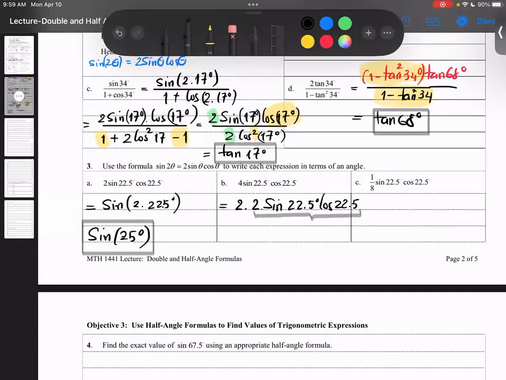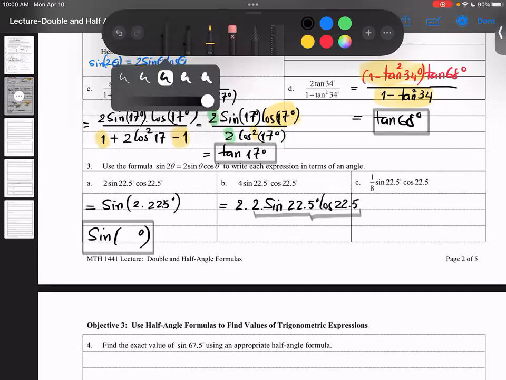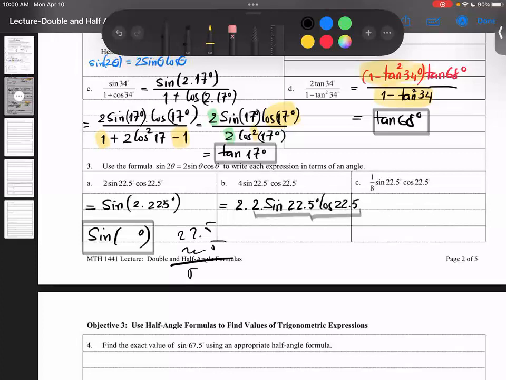Right? Yes. This is your theta, yeah? Yes. 2 times 22.5 is 45. Oh, sorry, my bad. It'll be 4. You're right. 22.5 plus 22.5 is 45. I'm so sorry. I was thinking something else in my head. I can't do my multiplication now. 45, thank you. 45 degrees. Right, use your calculator.